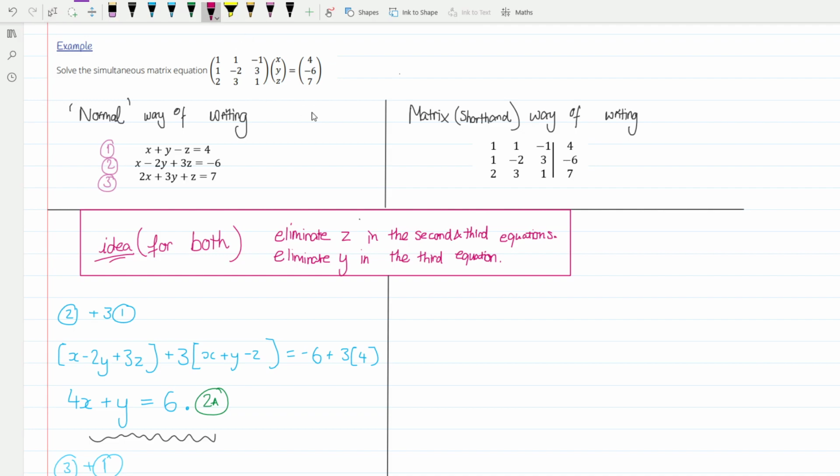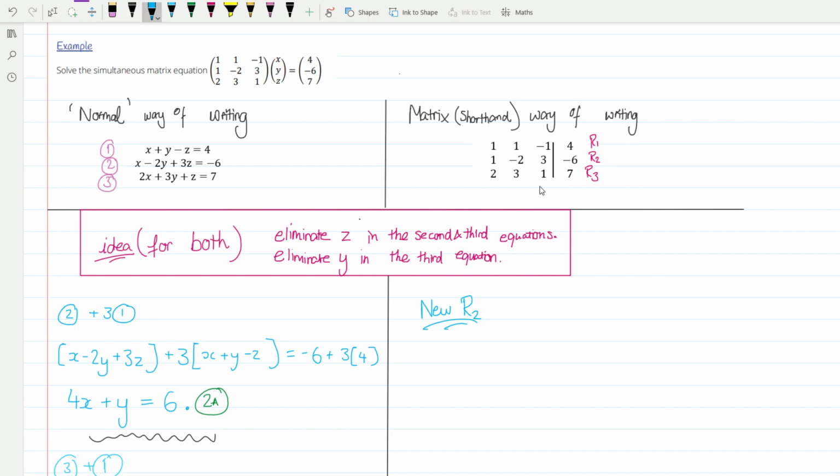So it's the same principles. We're still trying to get rid of the z's. So effectively, we want zeros in this column. But just not having the x, y, z's there, it just makes it a little bit simpler. So let's treat these as row 1, row 2, row 3. And I want to replace row 2 with a bigger, better row 2.